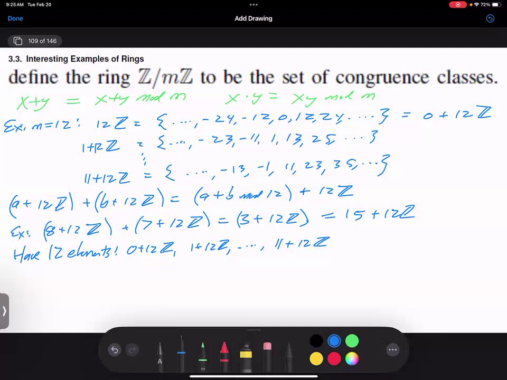Is this going to be a group under addition? If I take two elements and add them, is it closed? Is there an identity? Is it associative? Yeah, what's the identity under addition? It's going to be 0 plus 12Z. What's the identity under multiplication? It's 1 plus 12Z.